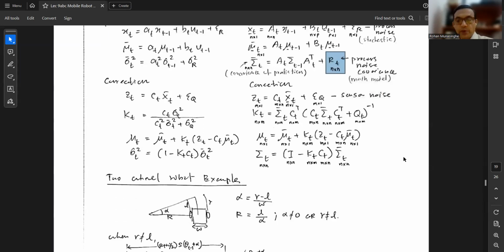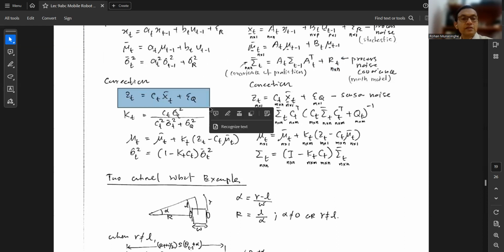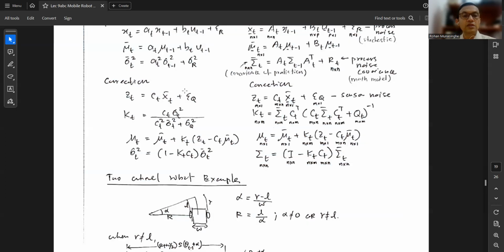Then we incorporate the reading. So reading comes from here, right? A set of state variables combination plus you have the sensor noise. And this time this epsilon q is the sensor noise. It's a stochastic signal, a random signal, and there's no way to predict it.